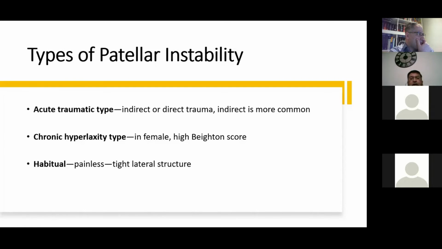And then we can divide the patellar instability. This classification is not so common, but we can divide into these three types. Acute traumatic type, where the trauma can be direct or indirect, and mostly it is indirect. And then the chronic hyperlaxity type, which is usually in females with a high Beighton score, and could be habitual, that is painless, and that is because of tight lateral structures.